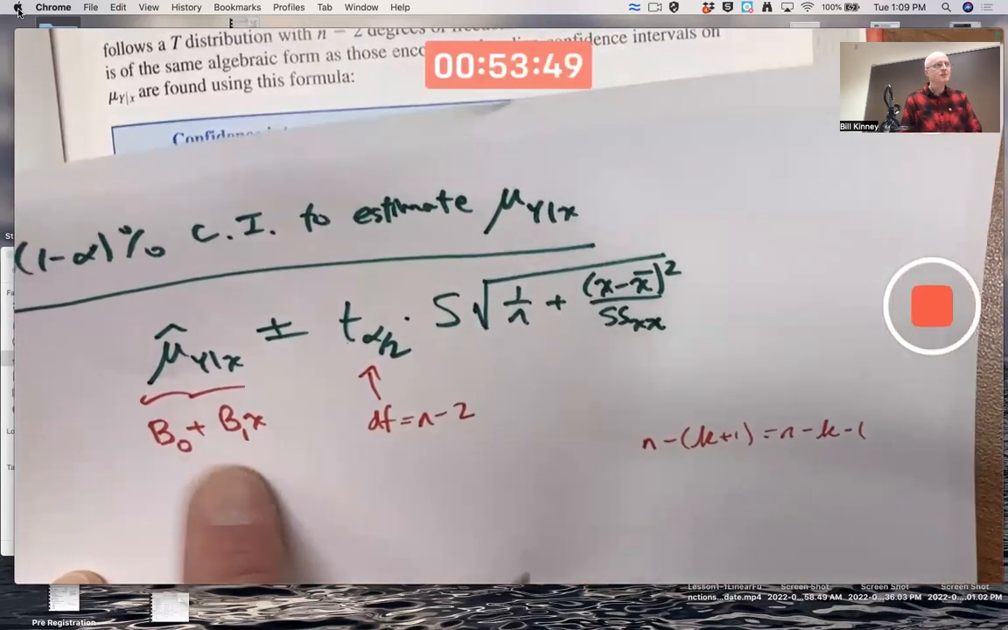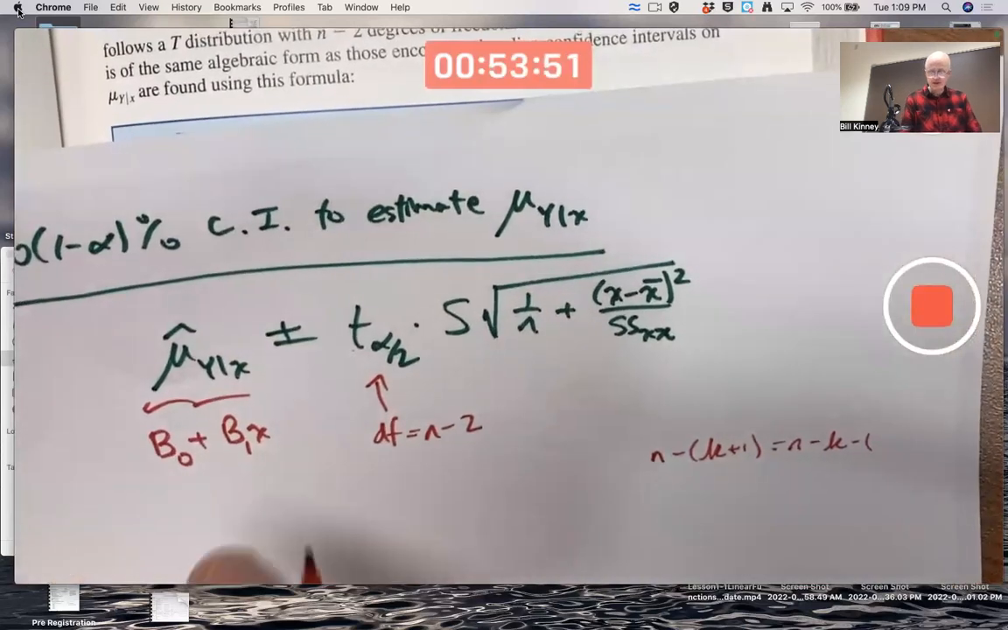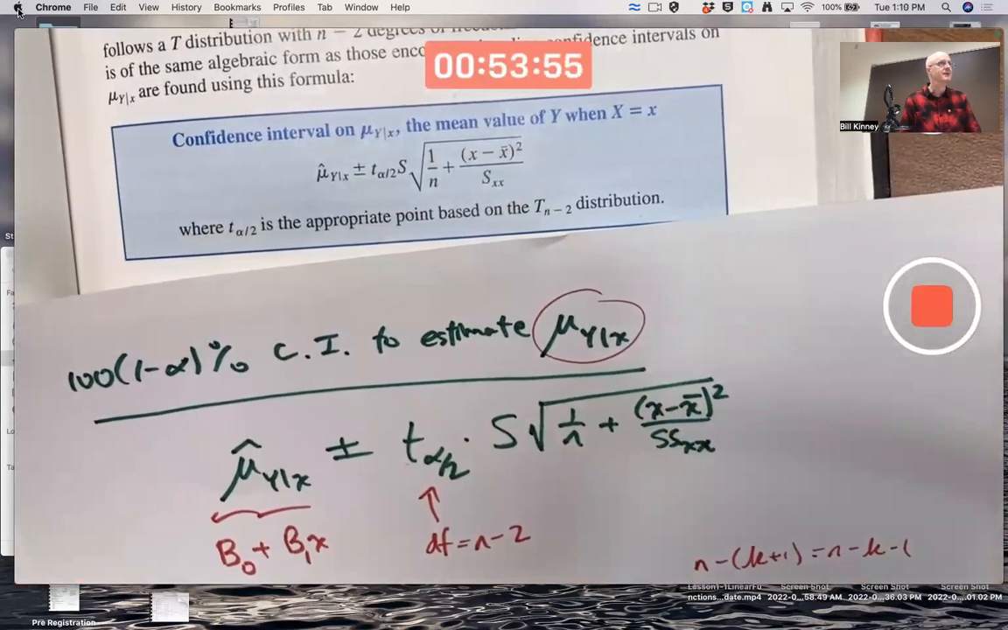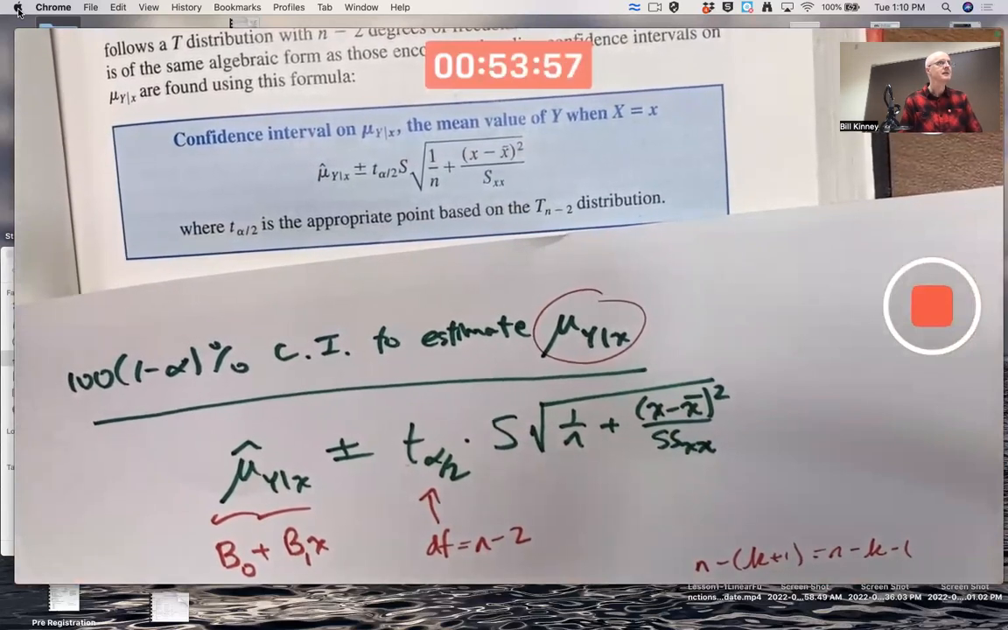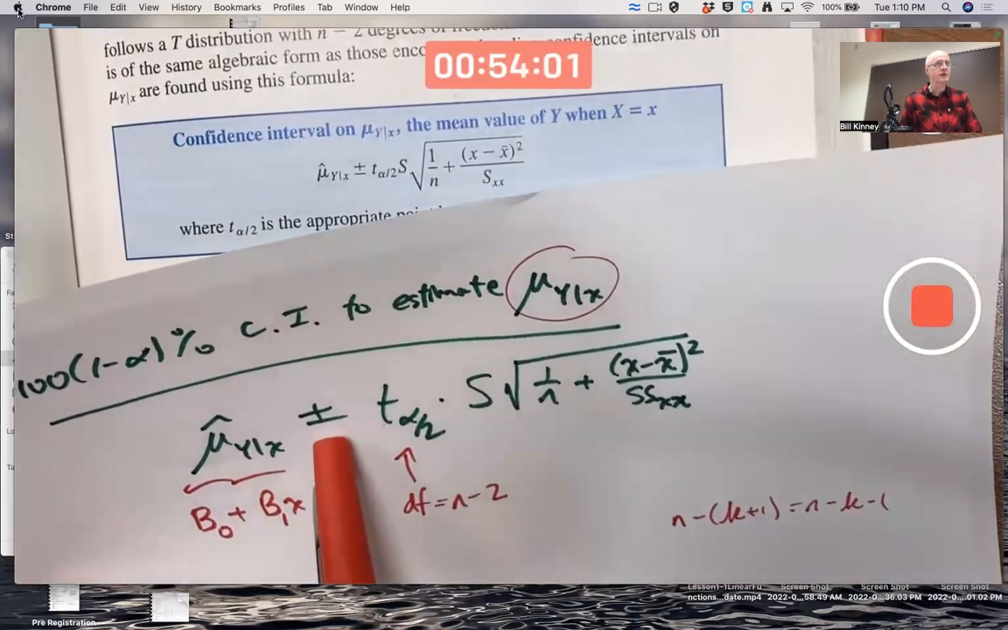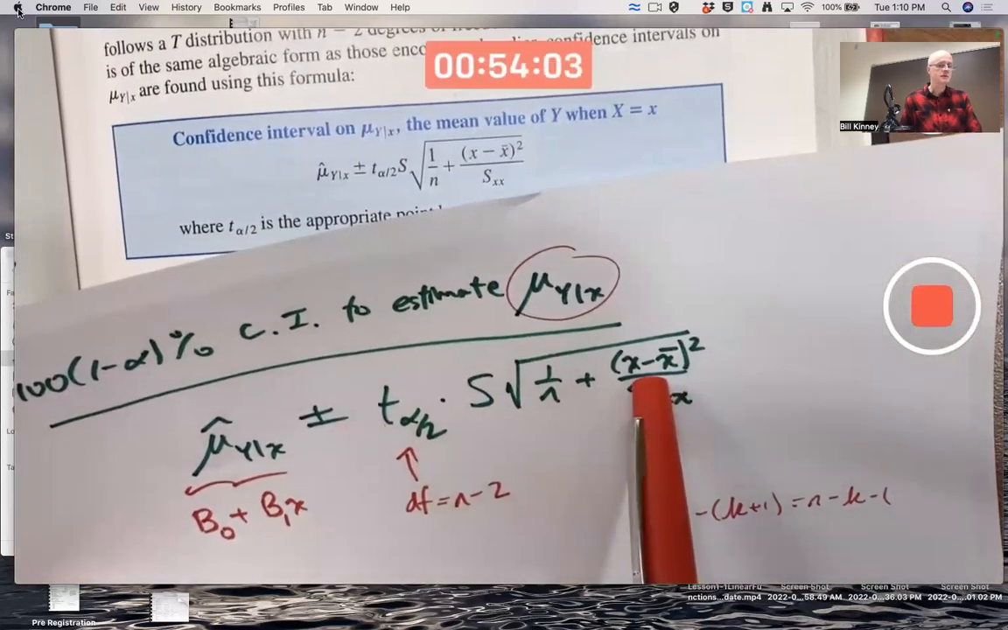So this gives you a confidence interval to estimate essentially your population regression line for different values of x. For any given value of x, you're going to get one interval. For another value of x, you'll get a different interval.